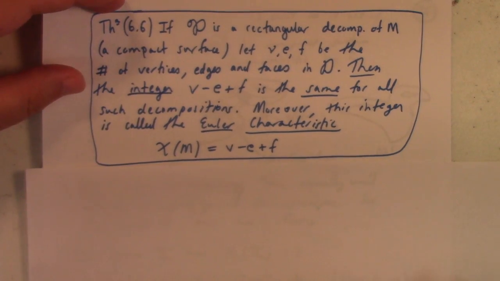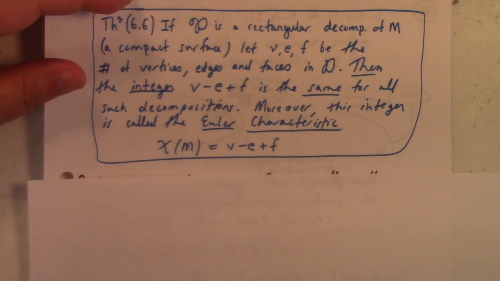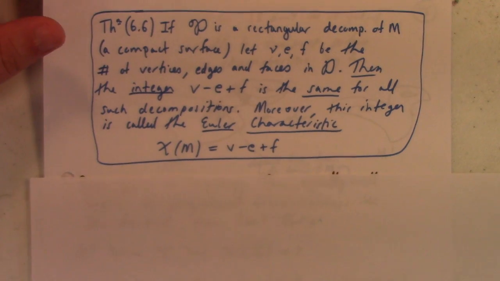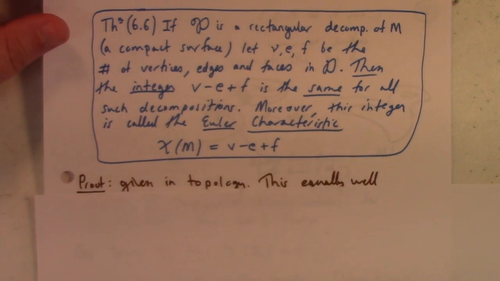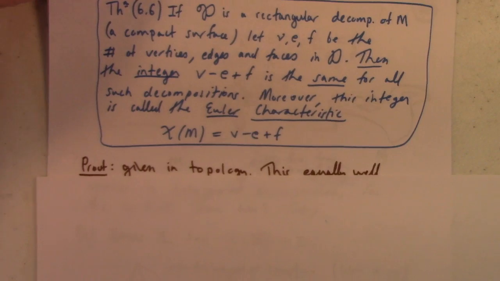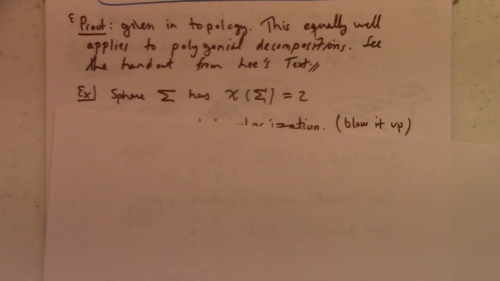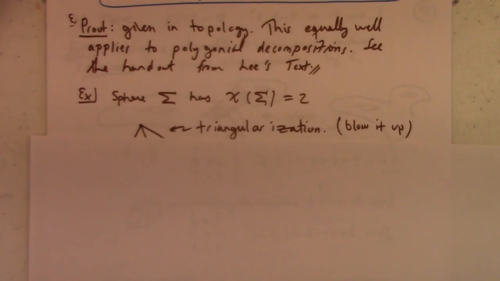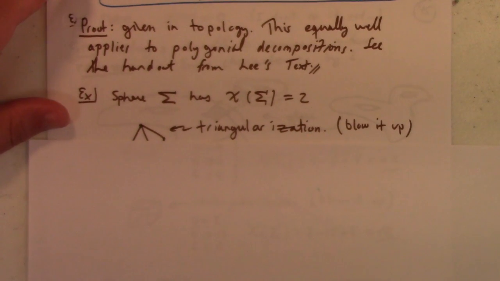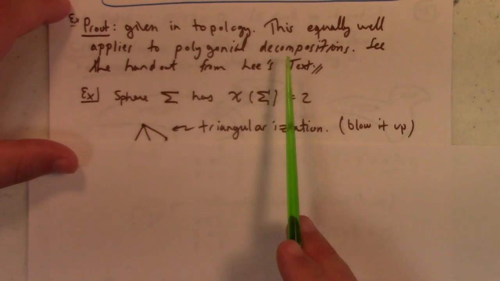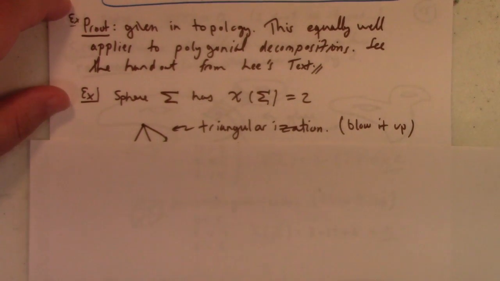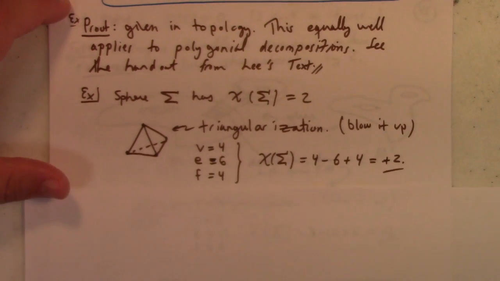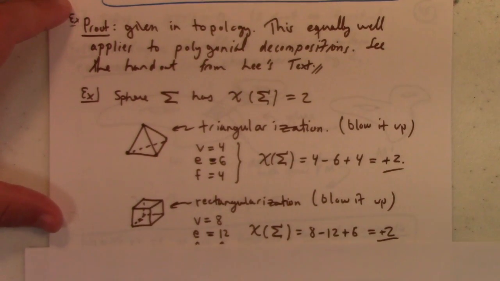Maybe after this I'll add a little video showing you how to do this for a triangularization of a sphere. I don't have it in these notes. I have some pictures here, but maybe I'll do some arts and crafts after this lecture to add something here. Anyway, the proof is given in topology, but this equally well applies to polygonal decompositions. I said see the handout from Lee's text. Well, how about just go buy a copy of Lee's text and read it.